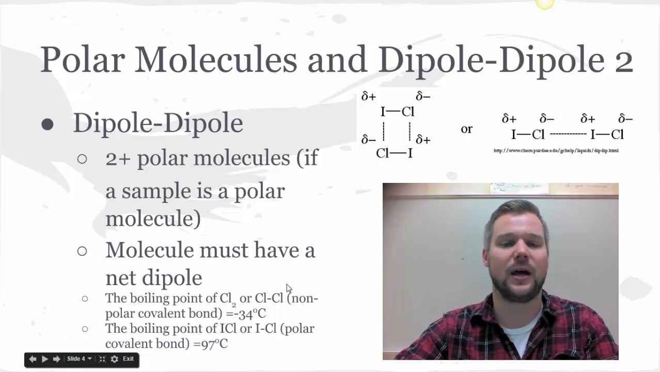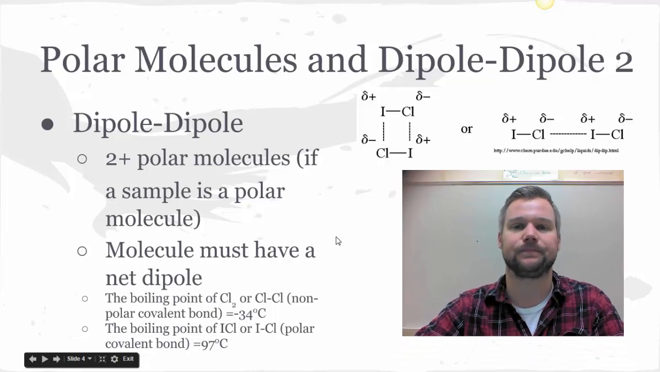So just to show you how this works, let's just say we have a nonpolar substance of chlorine bonded to itself. Its melting point, or in this case boiling point, is negative 34 degrees Celsius. But if we were to switch one of those chlorines out for iodine, which is just a little bit below chlorine on the periodic table, that boiling point goes to 97. So this suddenly becomes a polar covalent bond. Because it's polar covalent, we now have dipole-dipole forces. So that change in one atom has a tremendous change in the boiling point.